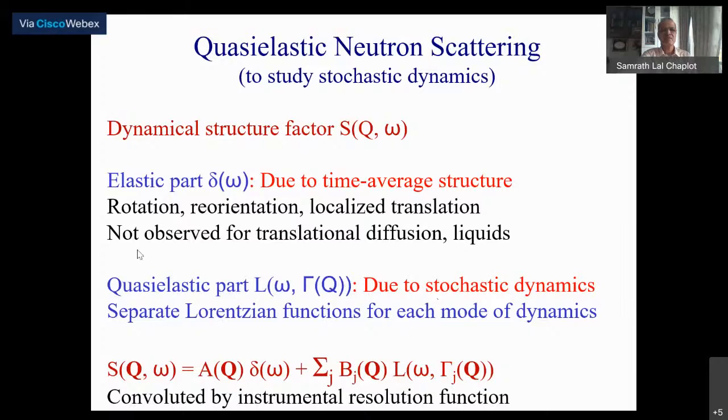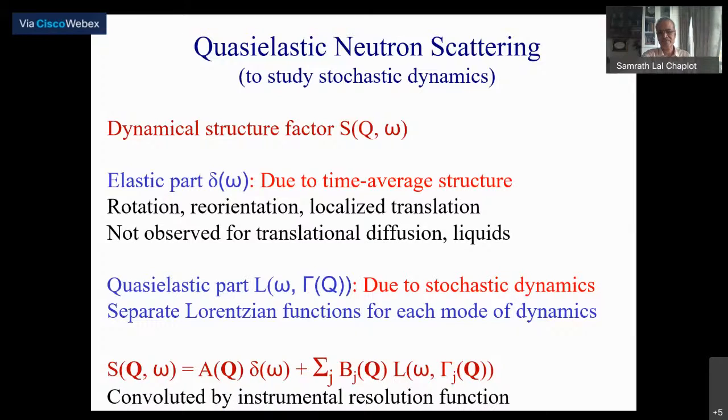So say that the scattering, we call it the scattering law sometimes, or this is nothing but the dynamical structure factor, and the dynamical structure factor can be written as two separate components, the elastic part and the quasi-elastic part. And of course, both the terms are also convoluted by the instrumental resolution function.